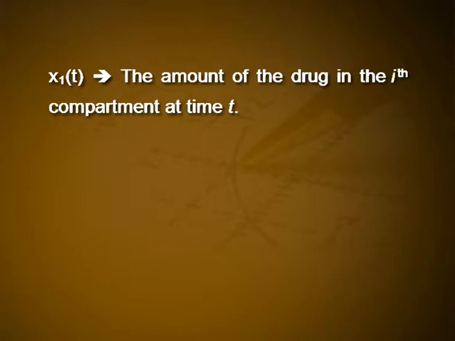Pharmacokinetics, also called drug kinetics or tracer kinetics or multi-compartment analysis, deals with the distribution of drugs, chemicals, tracers or radioactive substances among various compartments of the body, where compartments are real or fictitious spaces for drugs. Let x_i(t) be the amount of the drug in the ith compartment at time t.